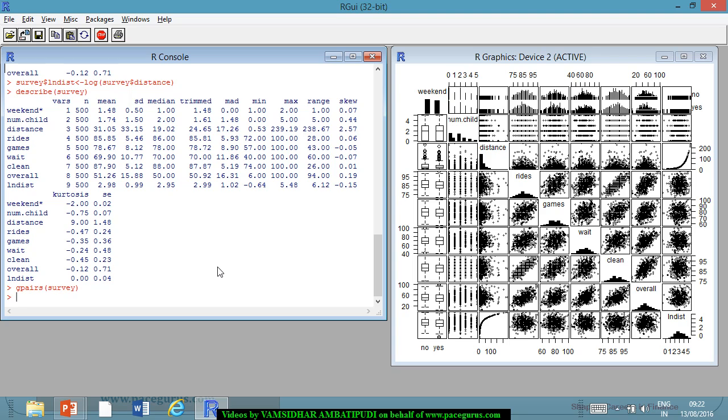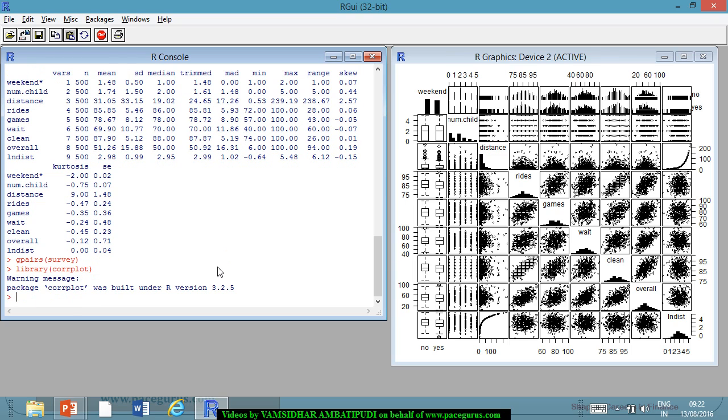So that's where I would try to load my package corrplot. The corrplot package is what I have loaded, and there first we'll find the correlation. So here what is it that we'll take? We will not take the weekend. We'll take all of them, but will not take the distance. So this is 2, 3, 4, 5, 6, 7, 8, 9. So I'll take 2 to 9, right? But without the 3. So this is the kind of correlation I would like to take.